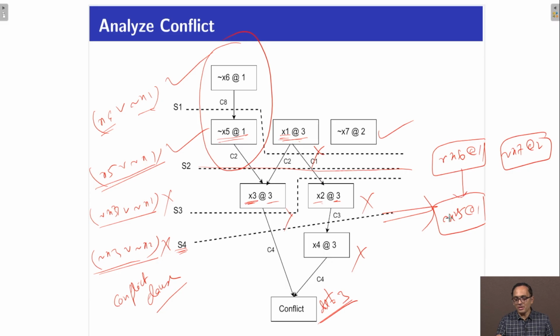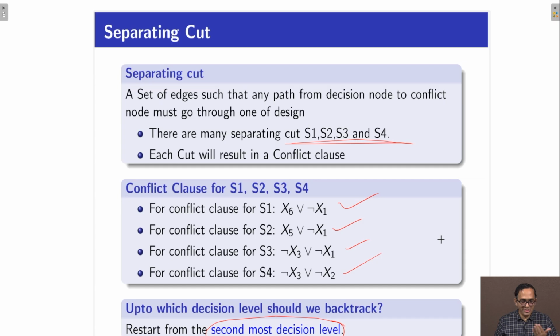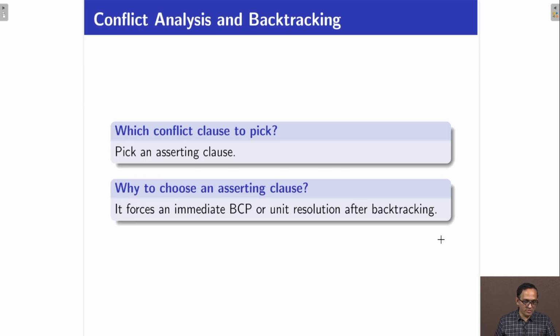So, this will be my resulting implication graph after analyzing this conflict and removing the rest of the graph, and then I restart the process from here, right. So, this is what it is all about.